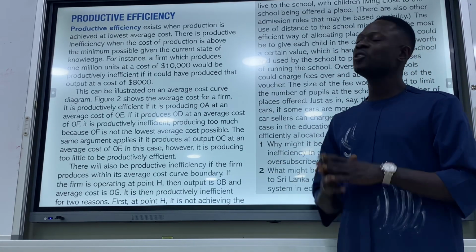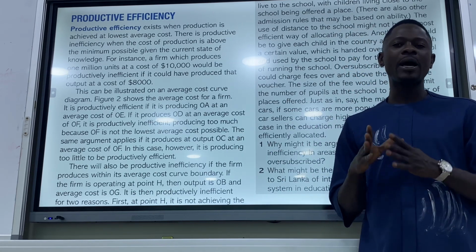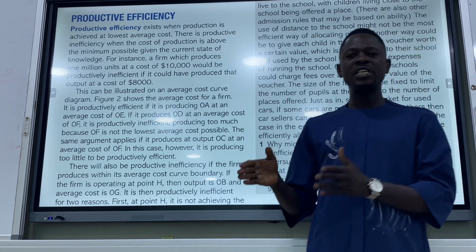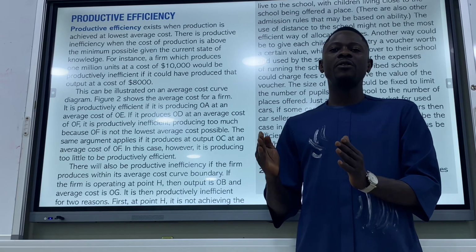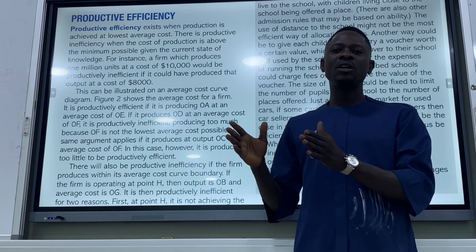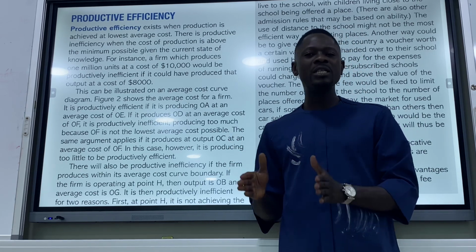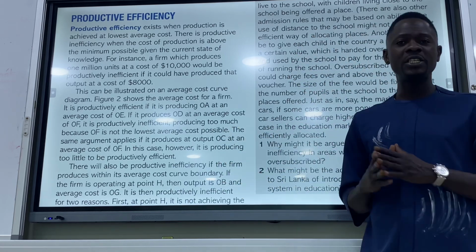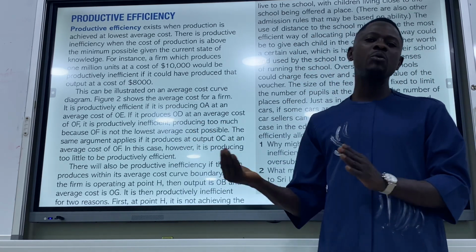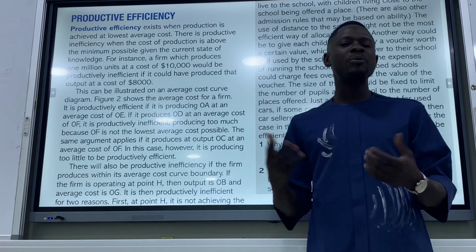Now the focus is productive efficiency. Productive efficiency is different from allocative efficiency. For allocative efficiency, if resources are being channeled to ensure that consumers are able to maximize their welfare, that is allocative efficiency. But productive efficiency deals with the firm itself. So what happens with productive efficiency and what happens with firms?